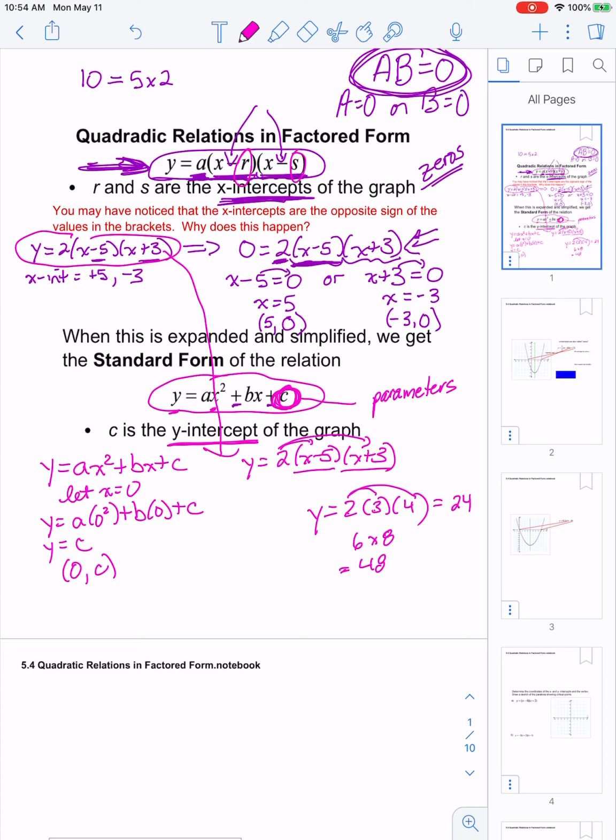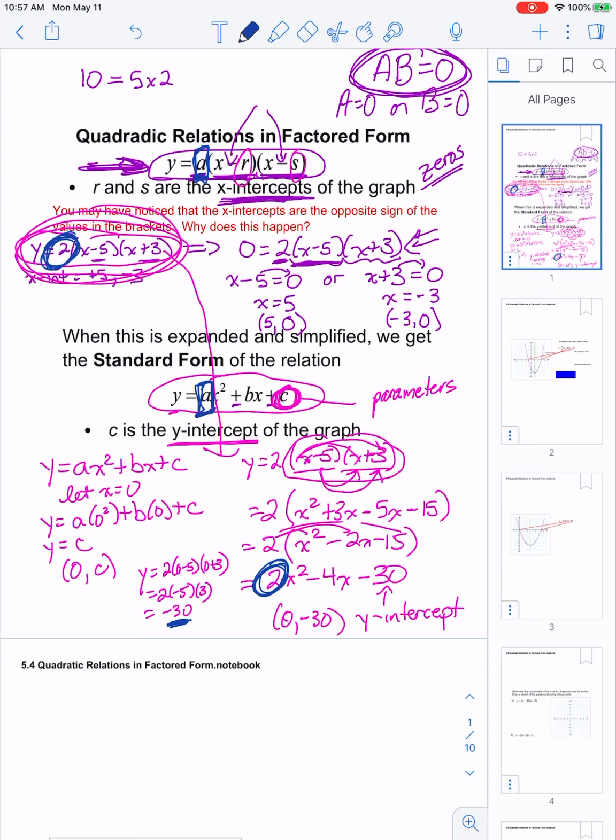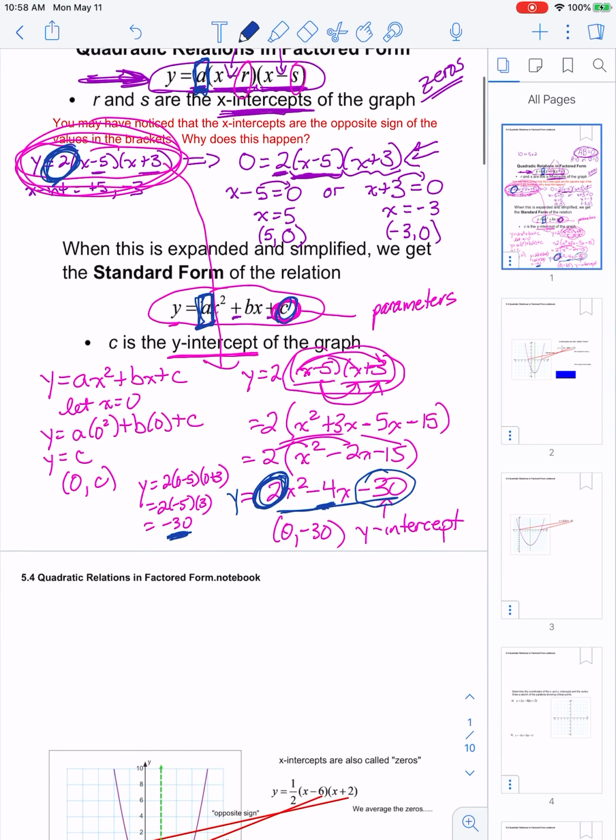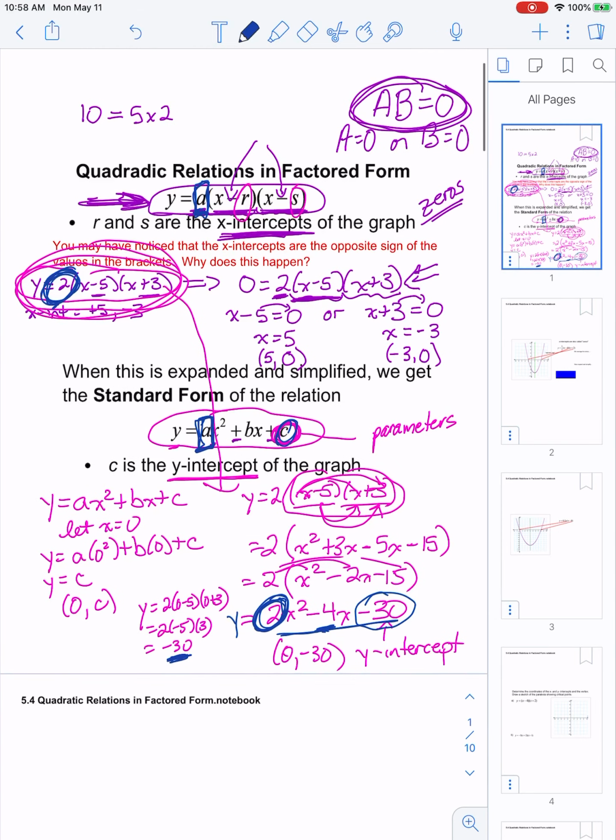If you only find the y-intercept this way, that's not going to help you figure out what the entire equation is. I should make this y equals. It's not going to tell you what the entire equation is. You would know what the a is because you got the a in the factored form. You can do this to find out what the c value is, but that doesn't help you figure out what the b value is, so you're going to have to go through the algebra of expanding and simplifying.